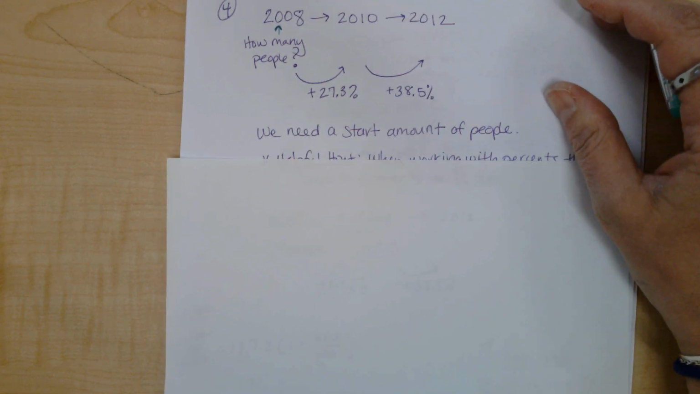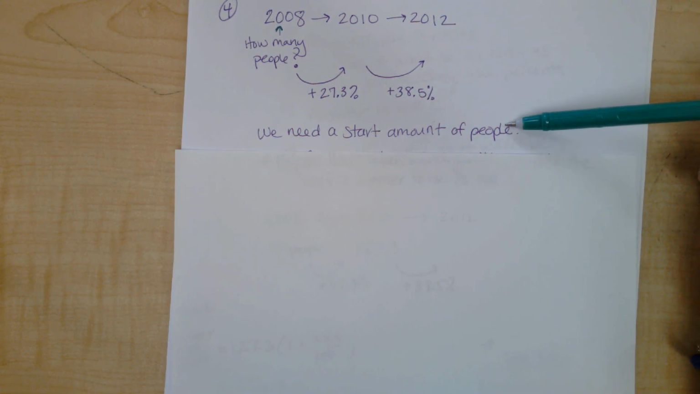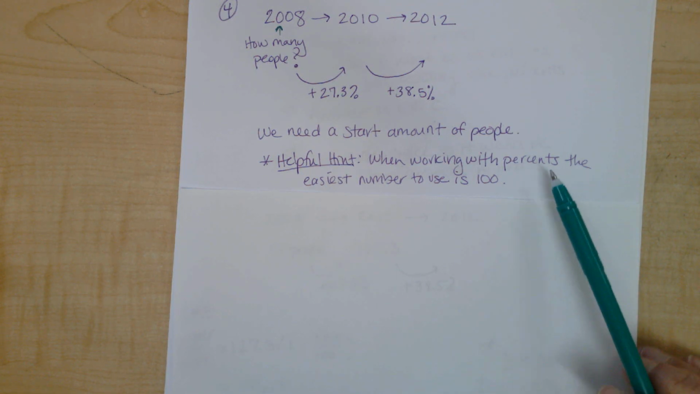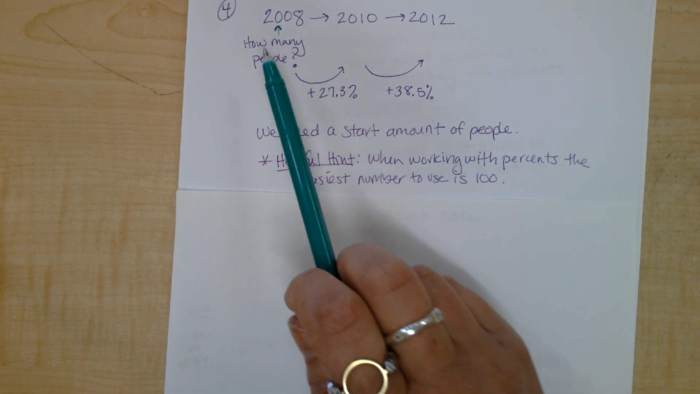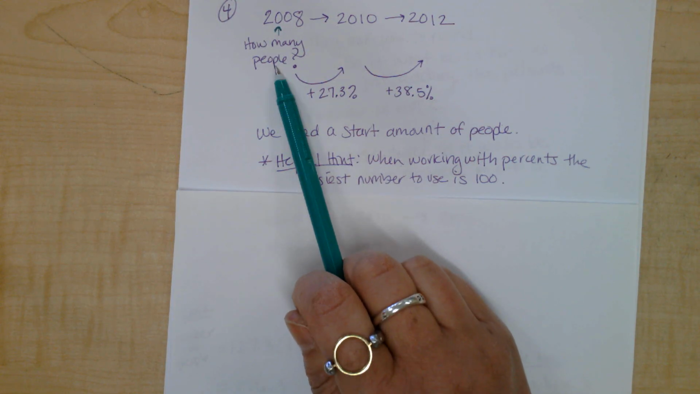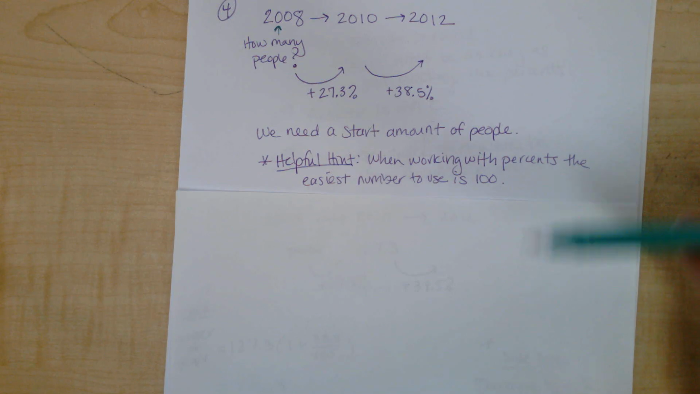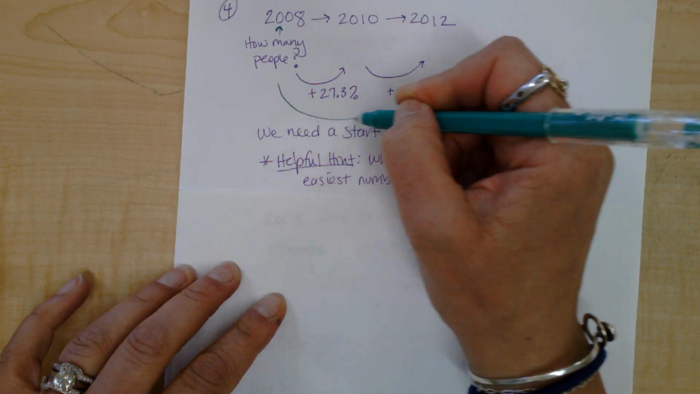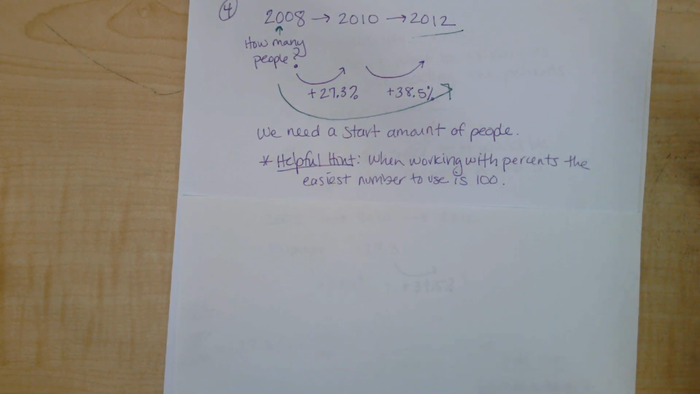The easiest number to start with when we need a start amount, especially a start amount of people, is going to be 100, because that's what percents are out of. So when working with percents, the easiest number is to use 100. So I'm going to say, hey, in 2008, we had 100 people. It's okay to use a number and work with that number so that it helps you find a percent increase from 2008 all the way to 2012. Okay, so I'm going to choose 100.